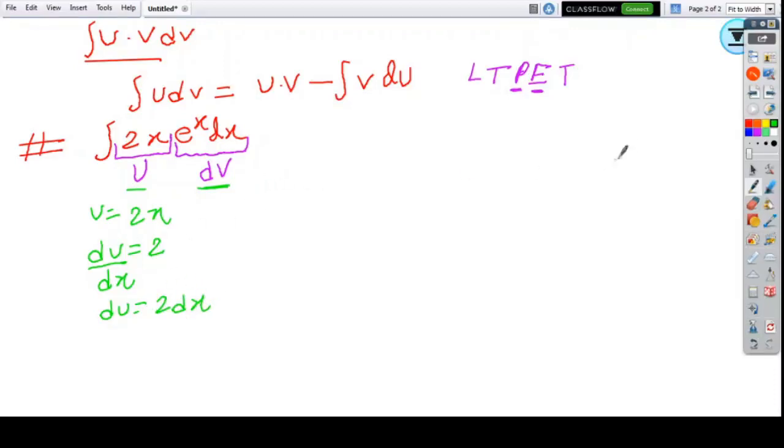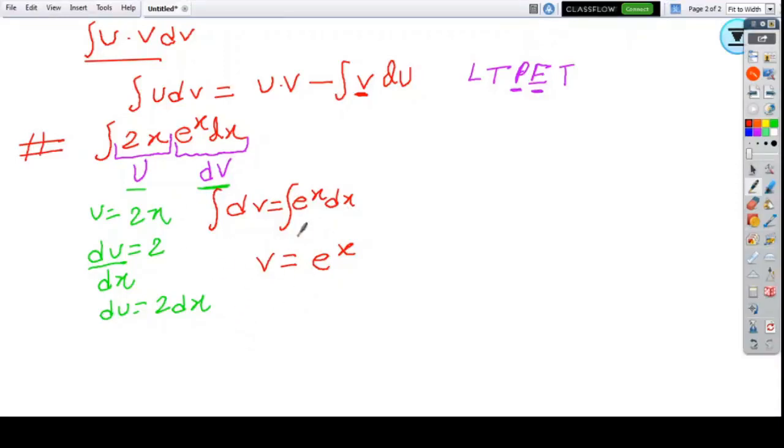Now the next thing is what? dv I have, dv is equal to e to the power x dx. And what do I need? I need v. It is given dv, so how can I get v? I integrate both sides. So the integration of dv is equal to v, which is e to the power x itself. The integral of e to the power x dx is e to the x, and plus c I am not going to write because here we are taking another constant, and the constant will be there itself.